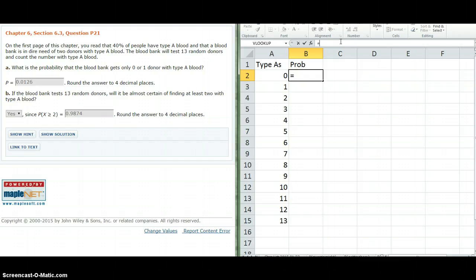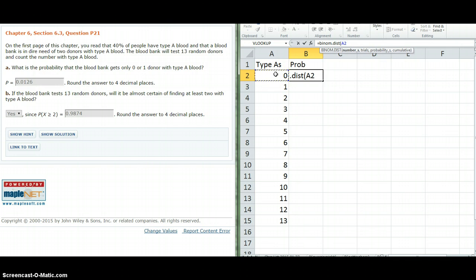I'm just going to put equals and then binom, because I'm looking for the binomial distribution. I see that I'm given 3 options. I'm going to get that binomial distribution. And then notice that Excel will prompt me for what I need to input next. So here I need to get the number of successes. It says number of S, number of successes. In this case, that would be a type A.